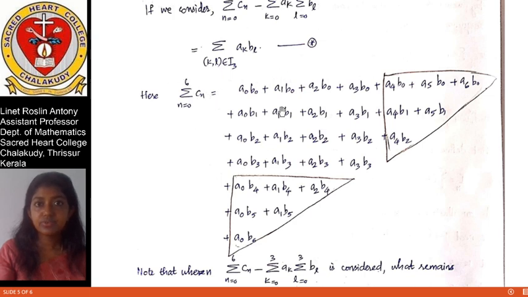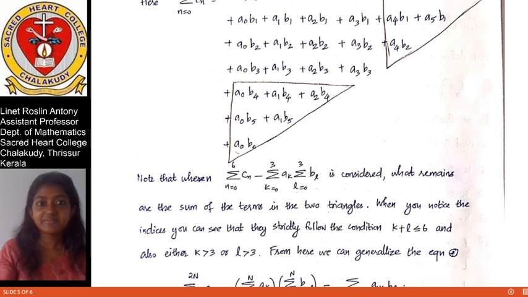This series is given to you, and we had already written it. And when you subtract, what remains will be the sum of the terms in these two triangles drawn. These triangles are drawn just to make it easy for you to visualize. And when you know the terms in these triangles, you have to give a general picture or general property of these terms.